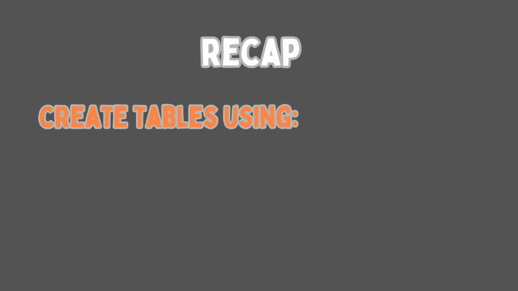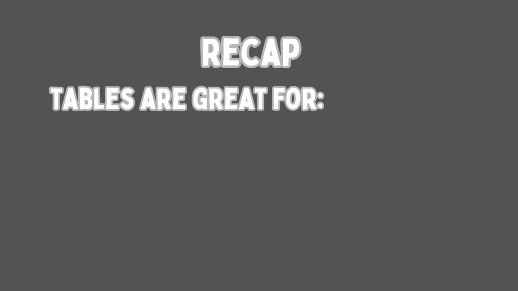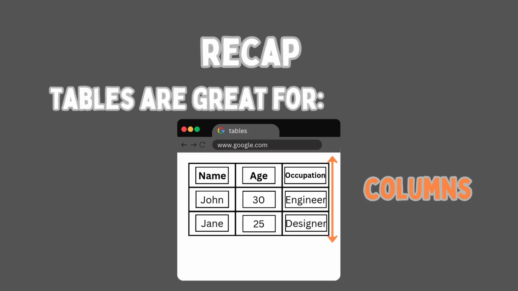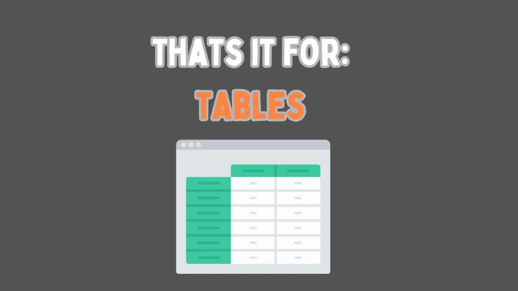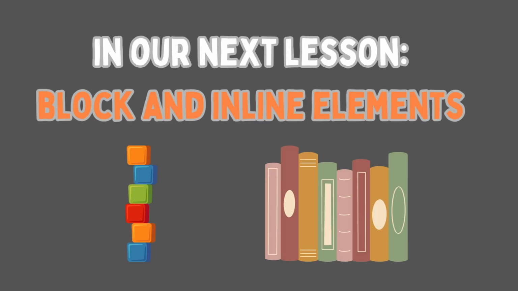Today, we learned how to create tables in HTML using table, TR, TD, and the TH tags. Tables are great for organizing data in rows and columns. In future lessons, we'll dive deeper into styling to make tables look even better. That's it for tables. In our next lesson, we'll cover block and inline elements.